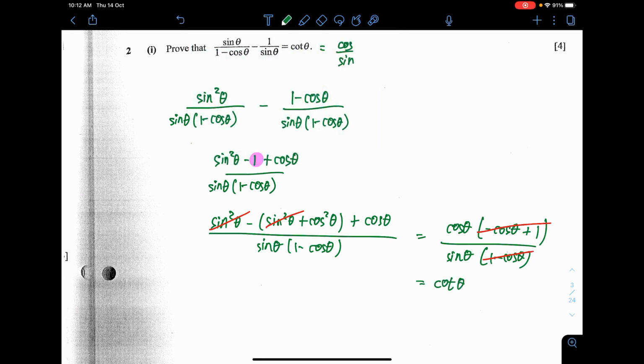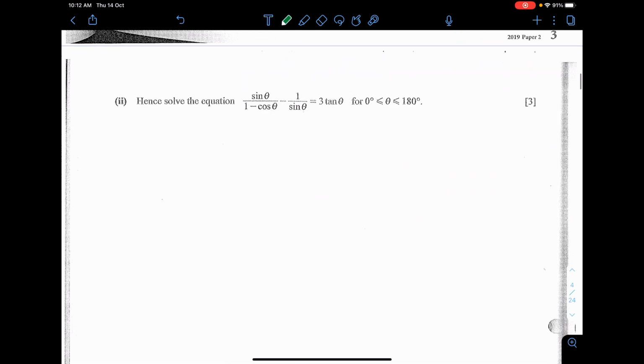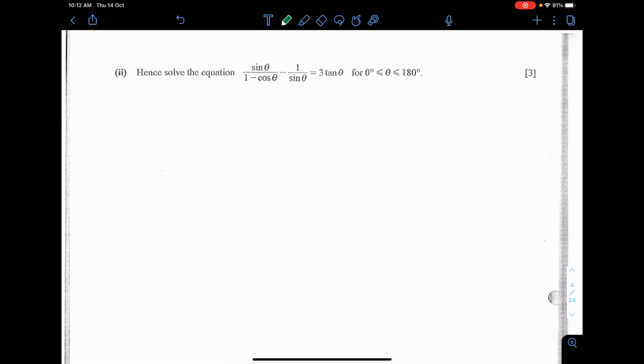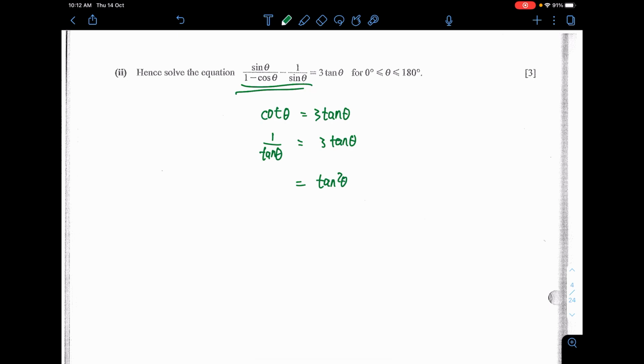Cosine theta over sine theta. Hence, solve this. This is the thing that we just proved earlier, which is cotangent theta equals to 3 tangent theta. As you know, cotangent theta is 1 over tangent theta, and then you just need to cross multiply them. I got tangent square theta equals 1 over 3, then I just divide the 3 away. To continue on, I need to square root both sides, giving us tangent theta as plus minus root of 1/3.